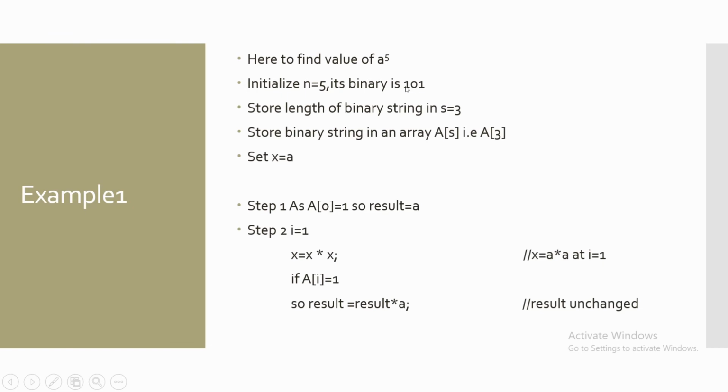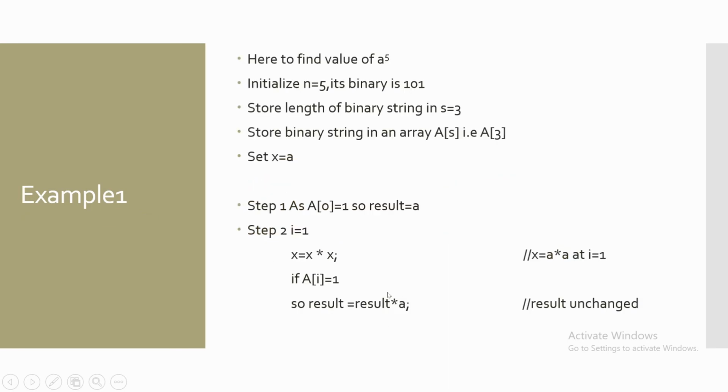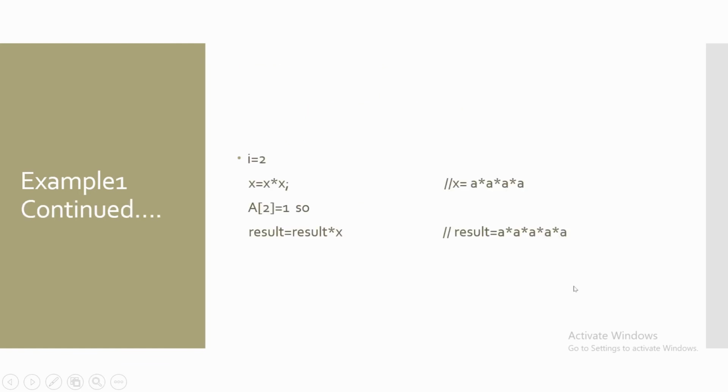So at this position, as you are having 1, what the algorithm says is that your result will be multiplied with x. So here, when I multiplied x with x, my initial x has already become a into a, right? But the result has not changed because a1 was not 1. At one position I was having 0, so this condition was not true, so the result didn't change. But the x value has already changed. So when I multiplied x with x, a square is multiplied with a square.